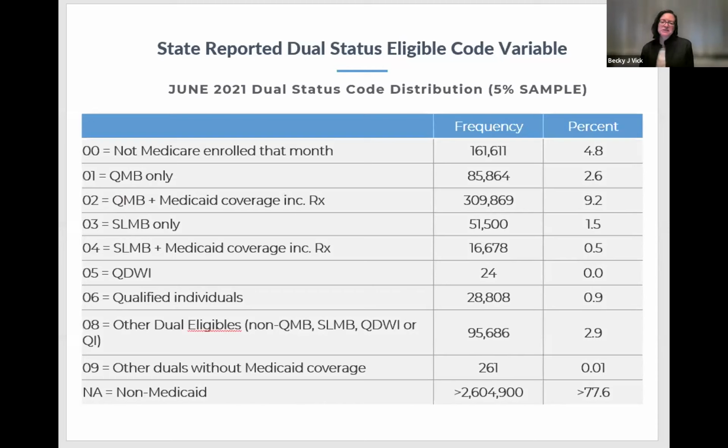Here's a frequency distribution of the dual status code variable from June of 2021. You can see that most members do not have Medicaid, and that's the value at the bottom there, non-Medicaid. But for those with Medicaid, most are enrolled in a QMB plus Medicaid coverage, including RX. And that is about 9% there with a value of 2.